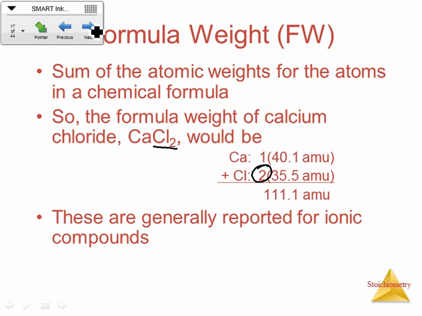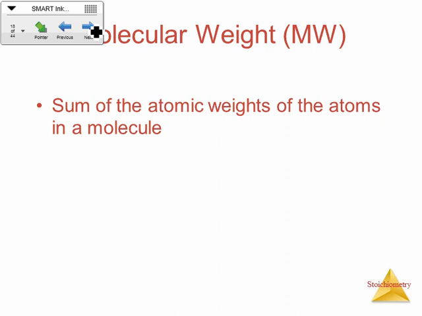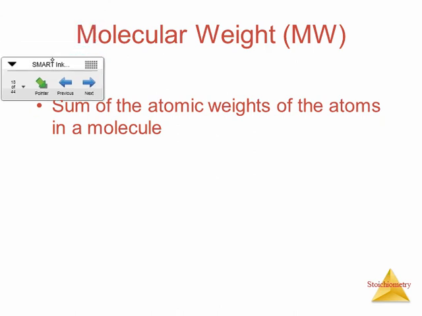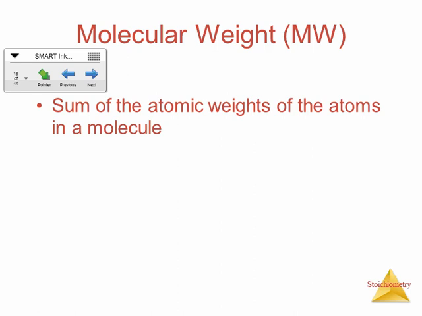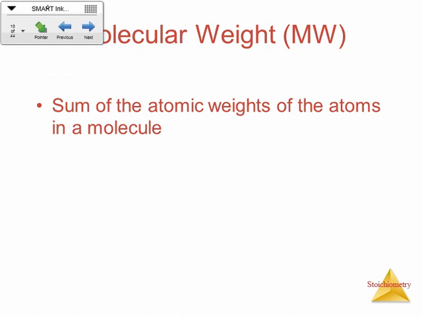And formula weight is the term that's usually used for ionic compounds, although a lot of times it's used interchangeably. But formula weight technically is what you'd use for an ionic compound. For a molecule, you'd use molecular weight, okay, MW. So molecular, I don't know why I said MW or why it's like that on there. I've never heard it called MW before, but anyway.